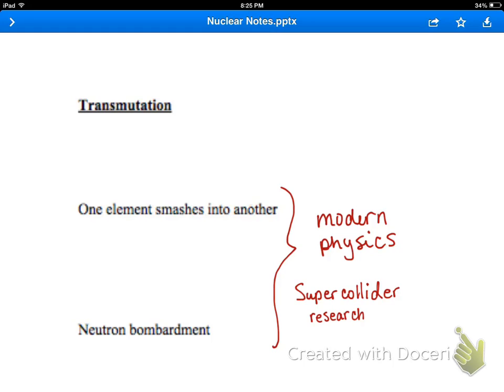So other types of things that can happen are one element smashing into another or neutron bombardment. And these are just examples. We're not going to show reactions here, but just some examples of modern physics, high-level modern physics. These are the types of things that they're working on in the super collider and high-end research in physics.